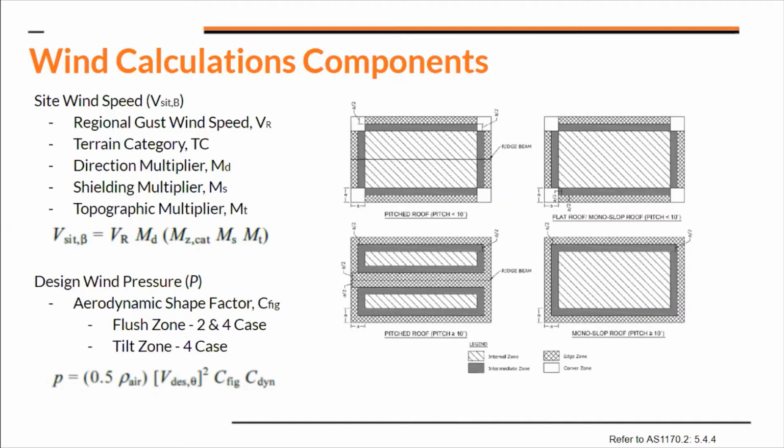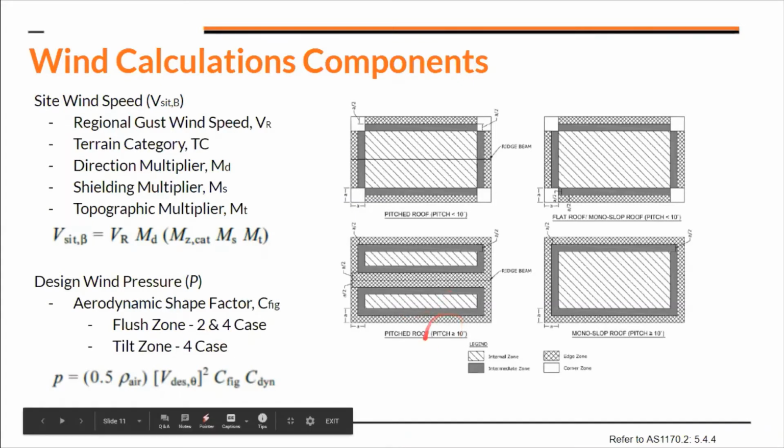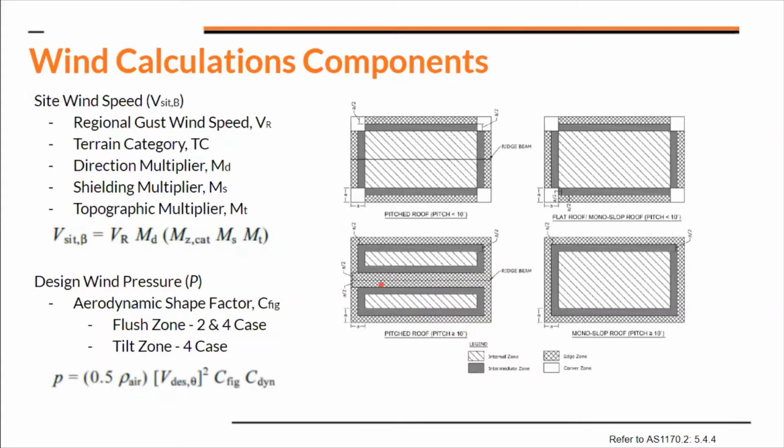And the last thing is the design wind pressures. Design wind pressures, it does matter if it's flush or tilt or the actual shape factors of the building itself. I want to go through a few of them now. The example that we saw on the last page was a roof which is greater than 10 degrees pitch, where the ridge line becomes a critical area of wind as well.